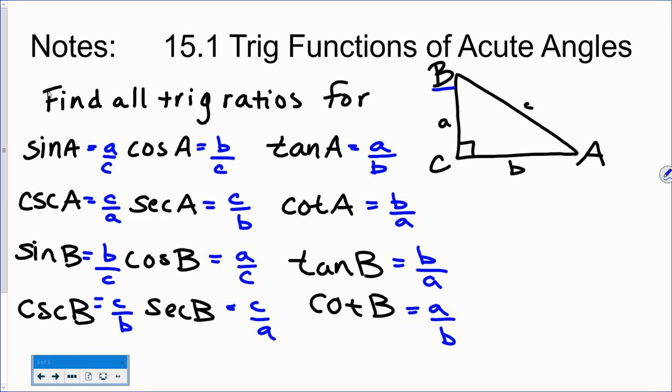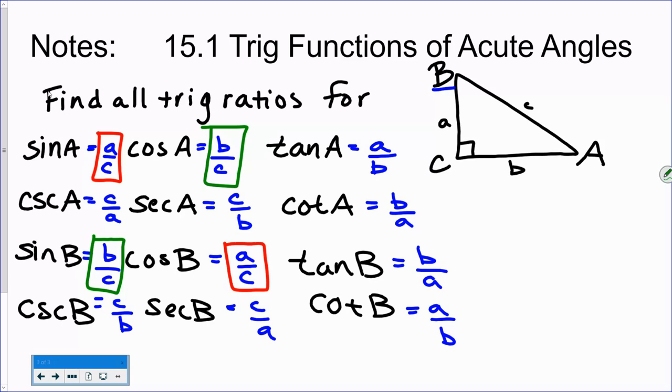So what I want you to notice is that there are some trig functions that are equal to other trig functions. You should see some identical ratios. Where else do I see a over c? Cosine of B. So sine of A is equal to cosine of B in this triangle. You should see some other places where that is true. I should see another place where I see b over c, for sine of angle B.